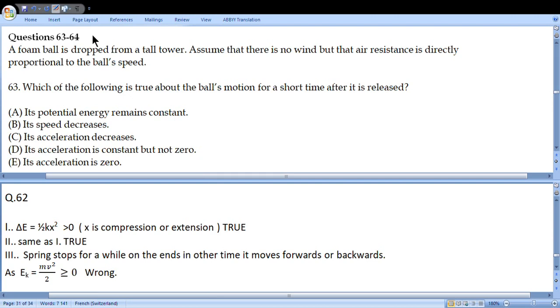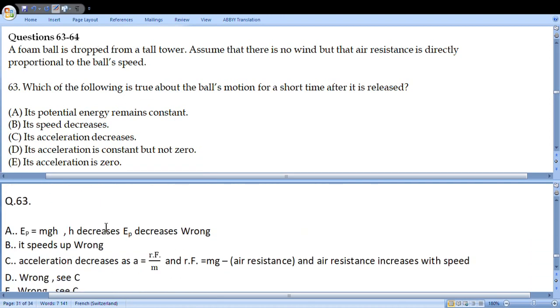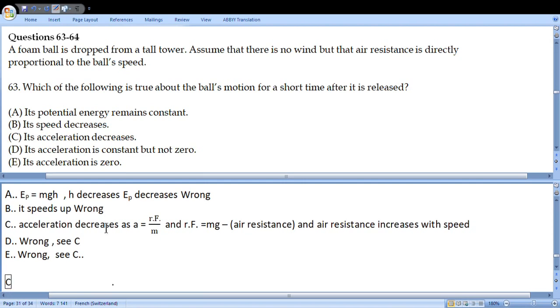63-64. A foam ball is dropped from a tall tower. Assume that there is no wind, but that air resistance is directly proportional to the ball's speed. Which of the following is true about the ball's motion for a short time after it is released? Its potential energy remains constant. Potential energy equals mgh, so as the object falls, it decreases, so it changes.